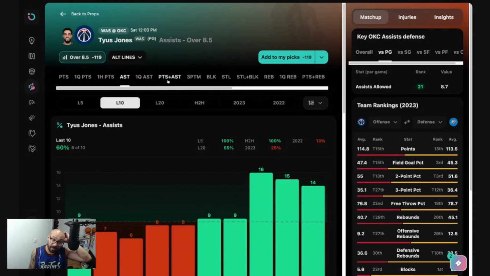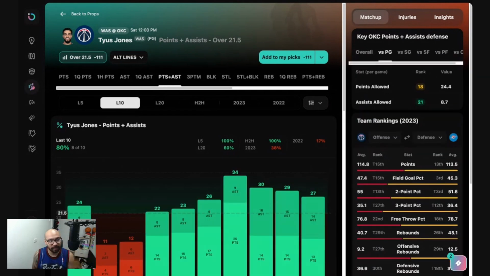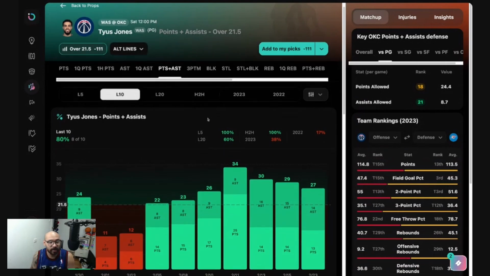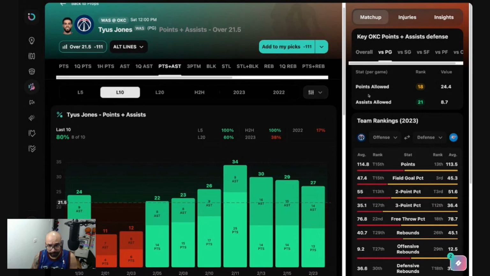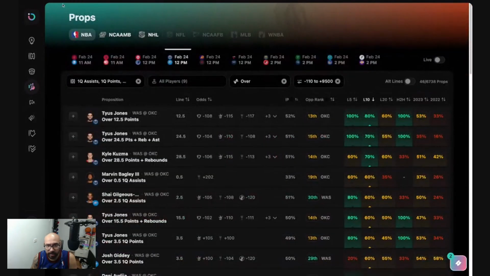So for me, I'd probably look at points plus assists for Tyus Jones, 21.5, minus 111. We know that if he kills it with assists, that's extra stuff that can carry your points. But we also know that he's very well capable of covering his points prop, right? It's only 12.5. So, yeah, this is probably the one that I'll lean to the most. Points and assists, his matchup is good for both. So, Tyus Jones, that's definitely one that I've got down on my list.